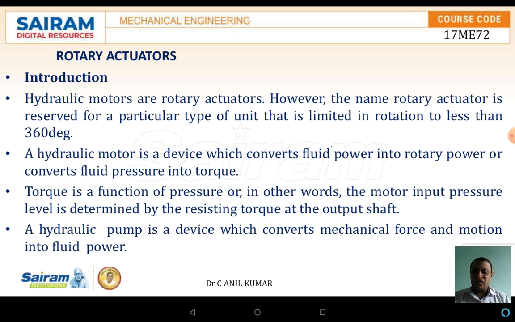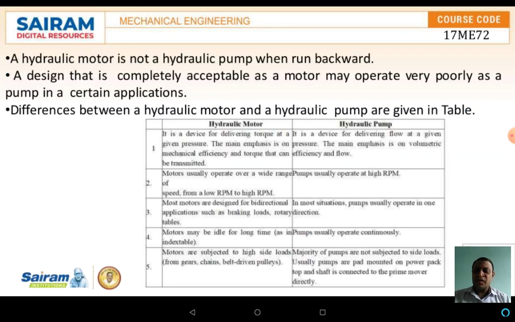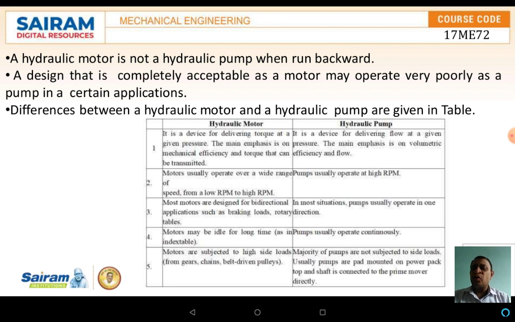A hydraulic pump is a device which converts mechanical force into the motion of fluid power. A hydraulic motor is not simply a hydraulic pump run in reverse. A design that is completely acceptable as a pump may operate very poorly as a motor in certain applications. The major differences between the hydraulic motor and the hydraulic pump are listed below.